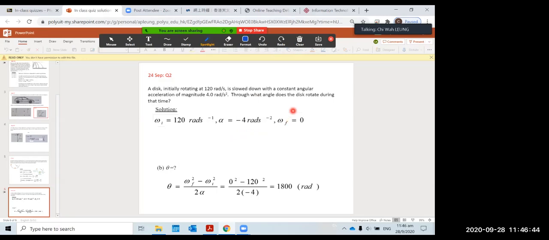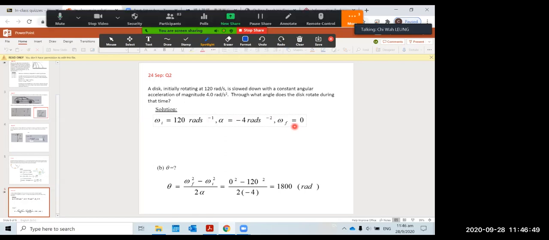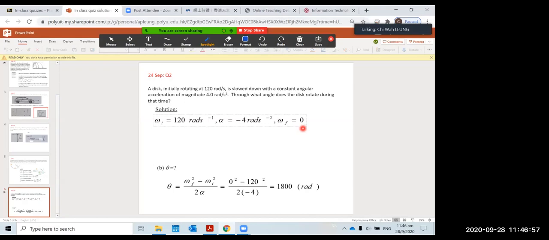Finally, the object will stop. So the final angular speed is 0. Here you would like to know the angular displacement.